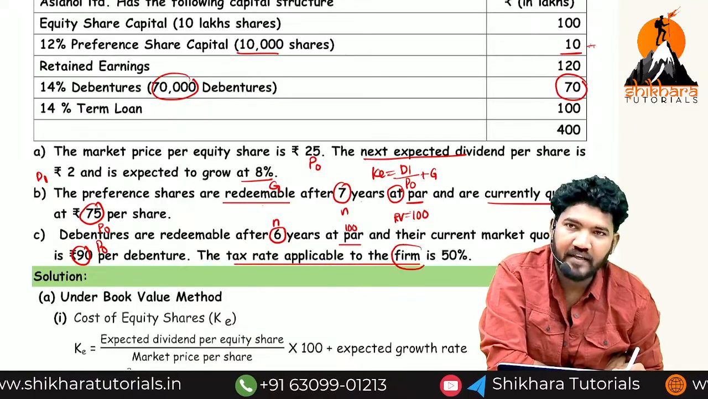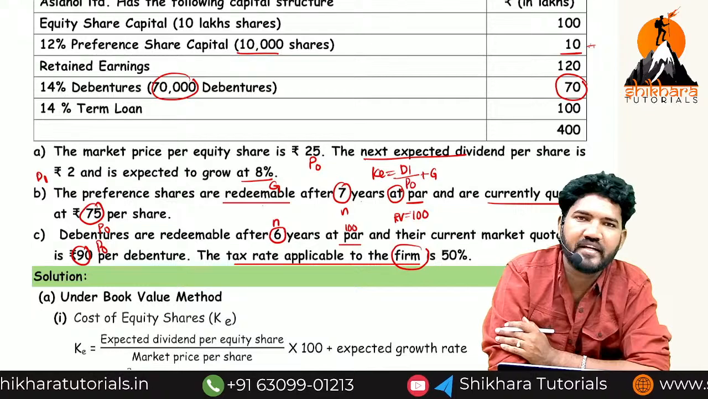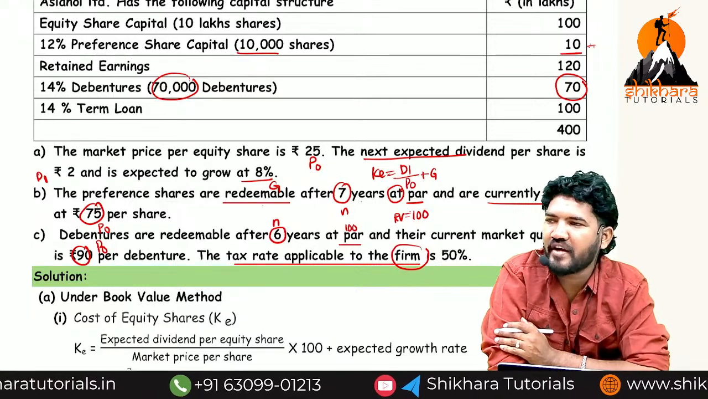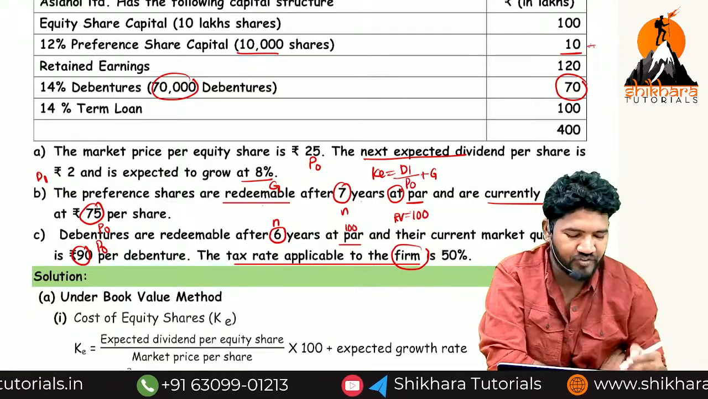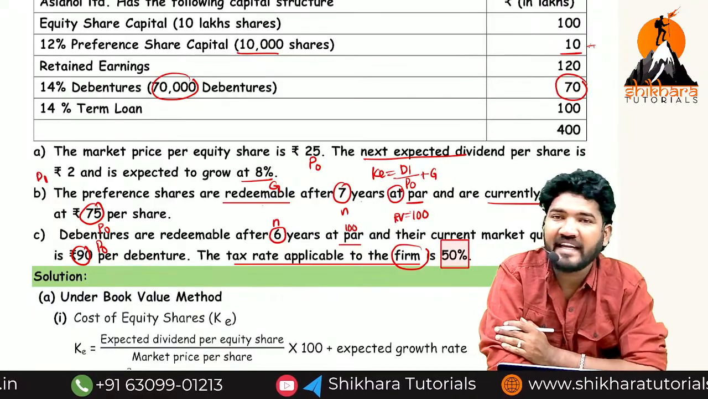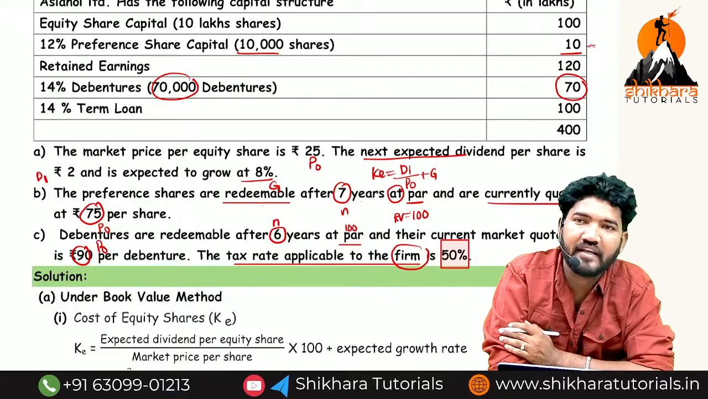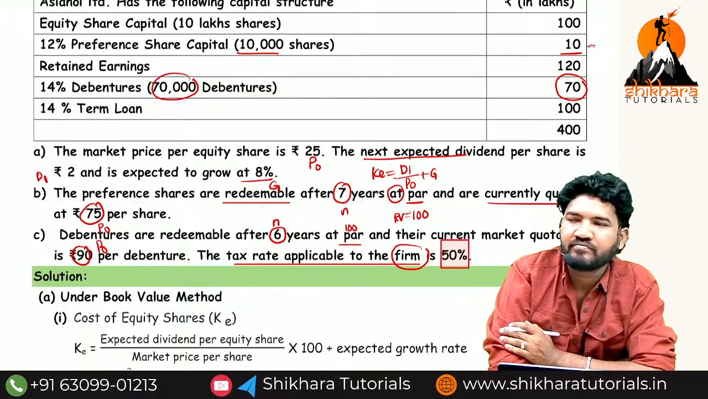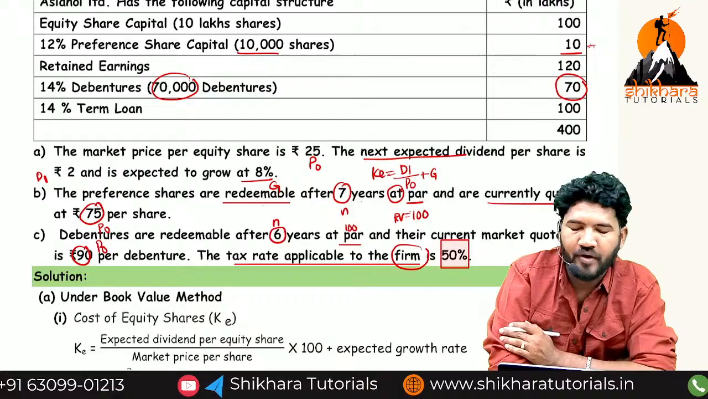I already said there are 3 types of taxes: organization taxation, dividend distribution taxation, personal taxation. This is the tax rate we are using for KD calculation, not KP, not KR. Hope you guys are clear.